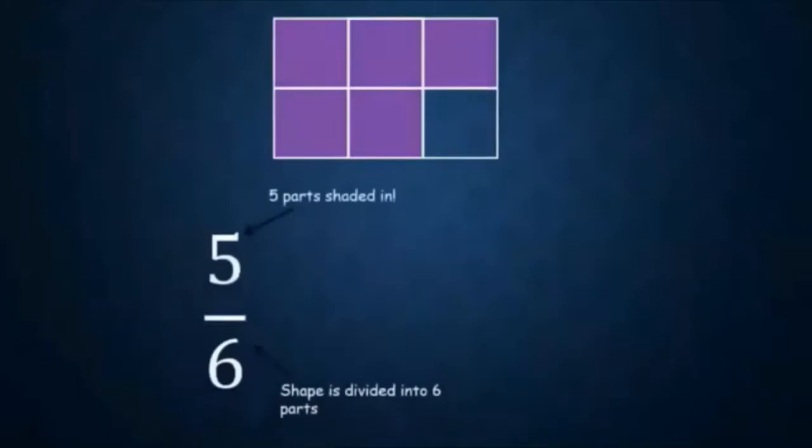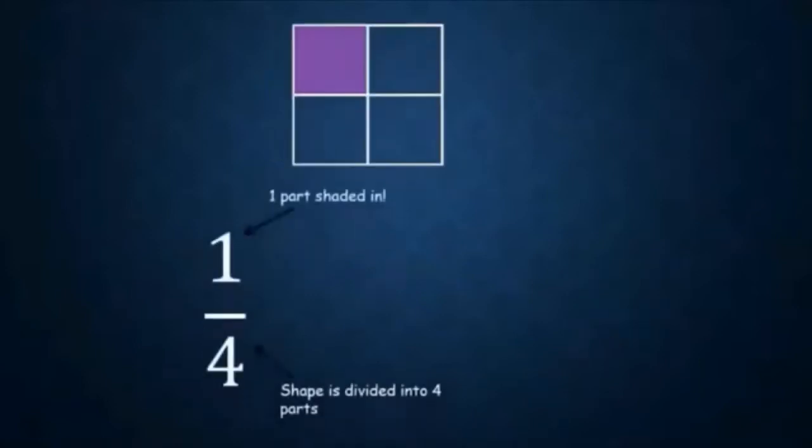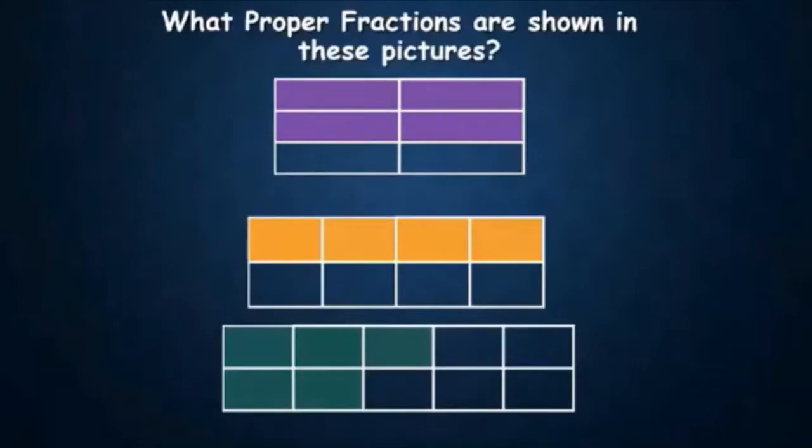So now these are more examples of proper fractions. 5 by 6, as 5 parts are shaded and the shape is divided into 6 parts. 1 part is shaded and the shape is divided into 4 parts. So we'll have some questions to test what we just now learned. The question will be, what proper fractions are shown in this picture?